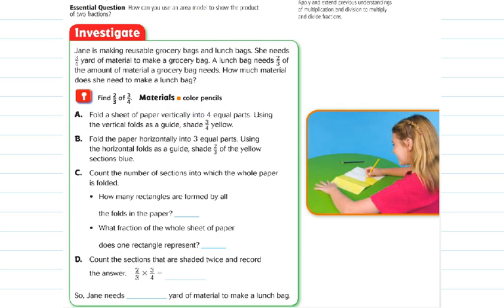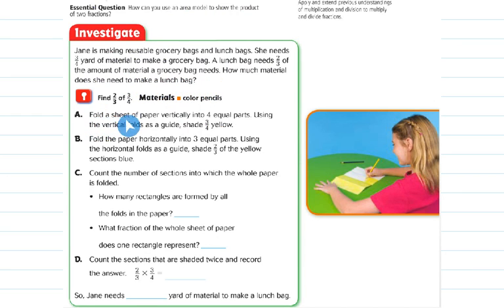But remember, we can always draw this out in class, or we can also do shading of pencils and different colored charcoals. So Jane is making reusable grocery bags and lunch bags. She needs 3/4 yard of material to make a grocery bag. A lunch bag needs 2/3 of the amount of material a grocery bag needs. So clearly, a lunch bag needs less. How much material does she need to make a lunch bag? So what we're going to do is we're going to find 2/3 of 3/4.